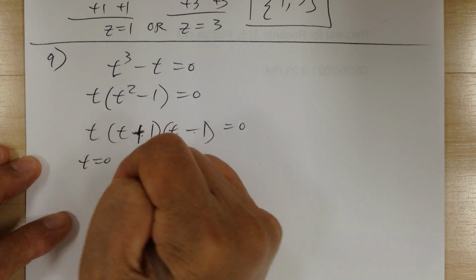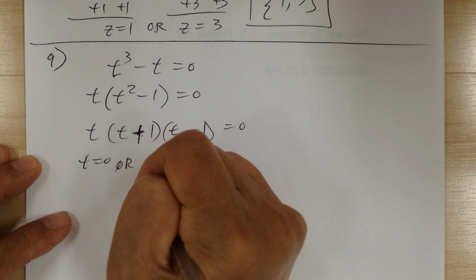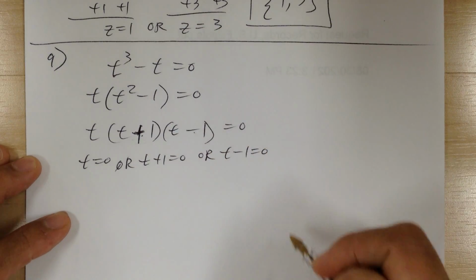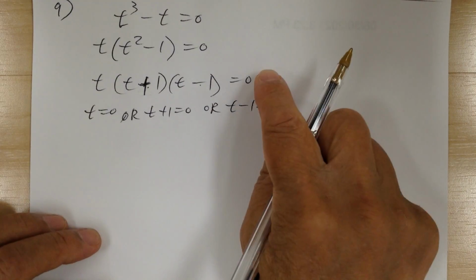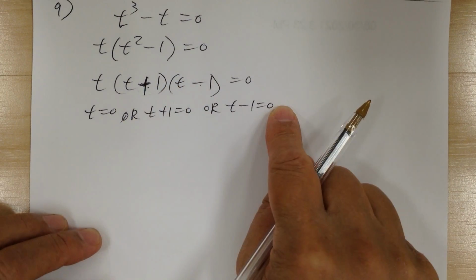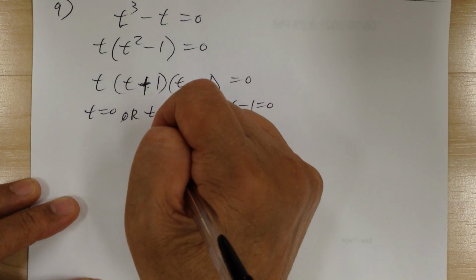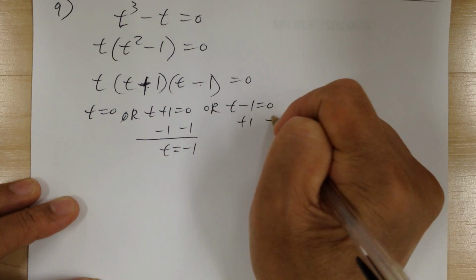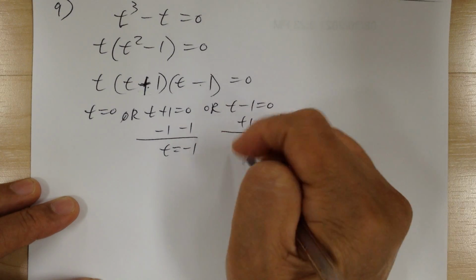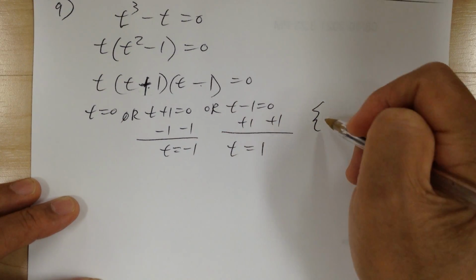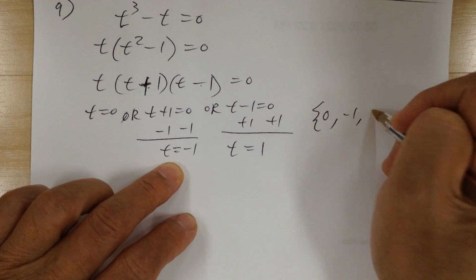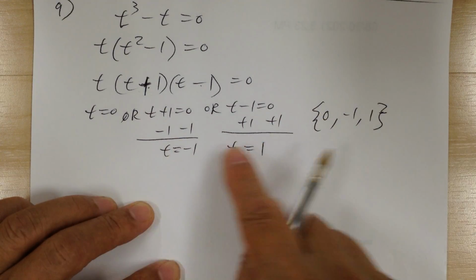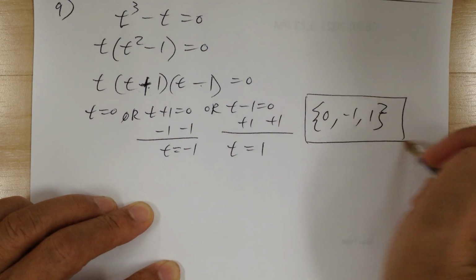Okay, so you're going to get t = 0, okay, or t + 1 = 0, or t - 1 = 0. Okay, so make sure you go to 0, you factor, and then you apply the zero product property. So you minus 1 on each side, so you got t = -1. This one you plus 1 on each side. Again, you do the opposite to undo, right? So t = 1. So your answer would be 0, -1, 1. Okay, now this one you don't have to do any particular order. Whatever you see is whatever you put down, that's fine.